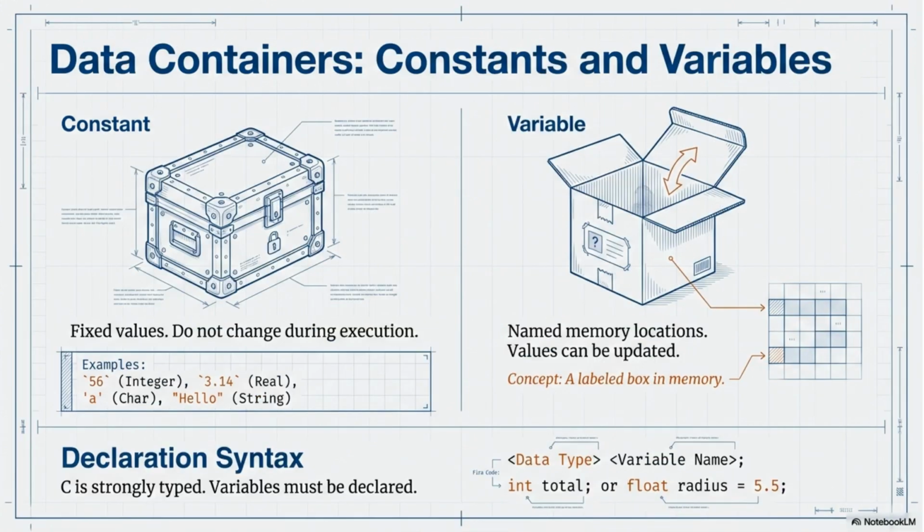Data containers come in 2 forms: constants and variables. Constants are fixed values that do not change. Variables are named memory locations, whose values can be updated. C is strongly typed, meaning all variables must be declared with a data type.